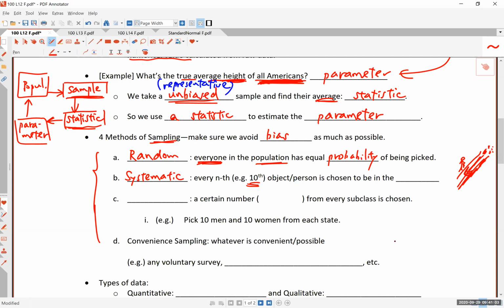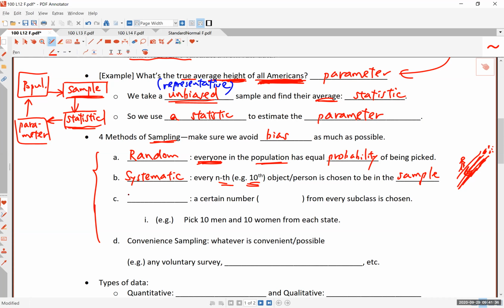Maybe it's not so efficient. You don't have to check every one of them for defects. So what you can do is pick every 10th one or every 100th screw that comes out, or whatever, right? So if you pick every 10th object or every 100th person that you get in contact with, or something like that, so let's say every nth object or person is chosen to be in the sample, okay? That would be called a systematic sampling method, all right?